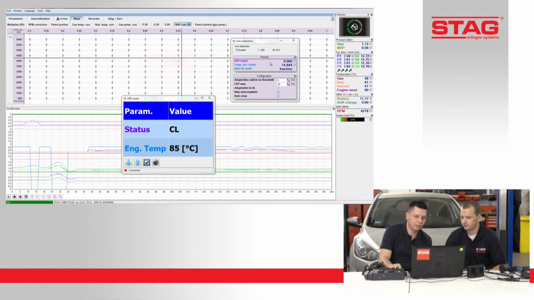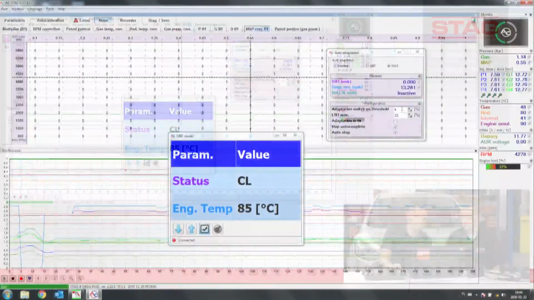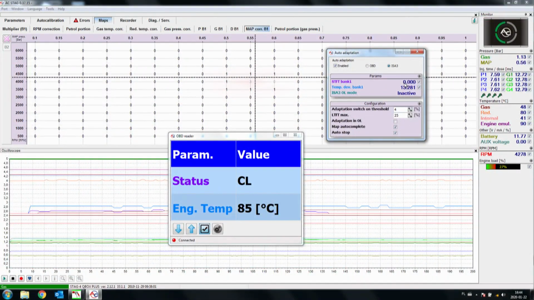If the threshold is lower than 4%, here we had 2, 3, lower than 4%, as you can see on the map, we have the value in grey. That means the system checked the injection time on gas and on petrol. The difference between gas and petrol was lower than 4%, so the system made the value grey. That means in the future it will not change the injection time. Exactly.